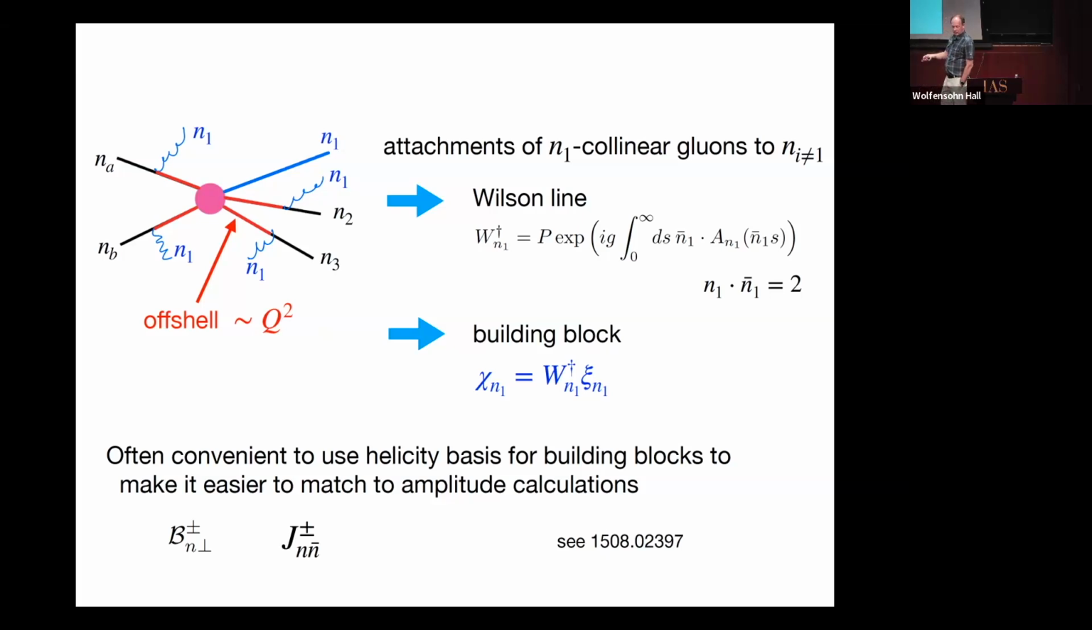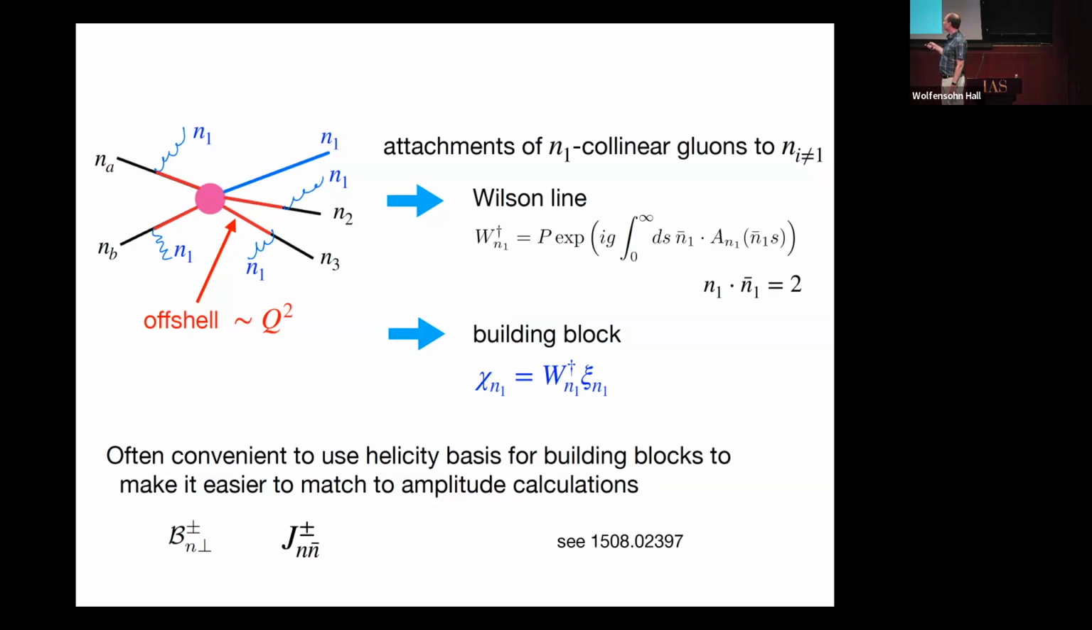When I think about designing an effective field theory, I'm always integrating out the off-shell regions of momentum space. And so in this process, when I start doing calculations, I should figure out what kind of quark propagators and gluon propagators are off-shell, meaning off-shellness of order Q squared. And if I start attaching collinear gluons that are collinear to this direction to the other lines, then just by kinematics, these propagators are off-shell. So I have to integrate them out. And when I integrate them out, I produce this Wilson line. That's where the Wilson line comes from.